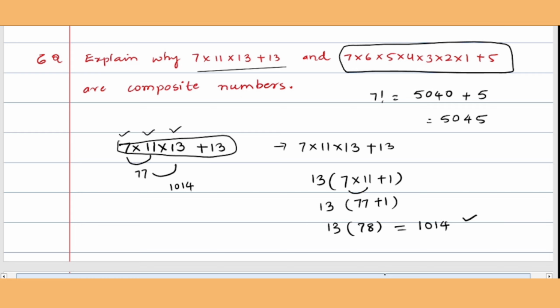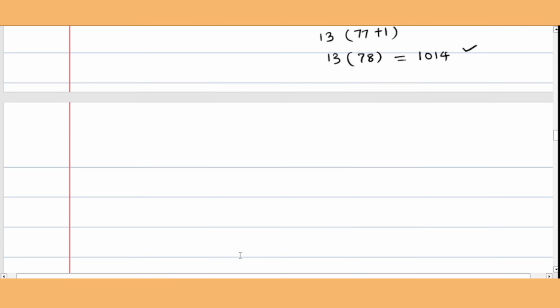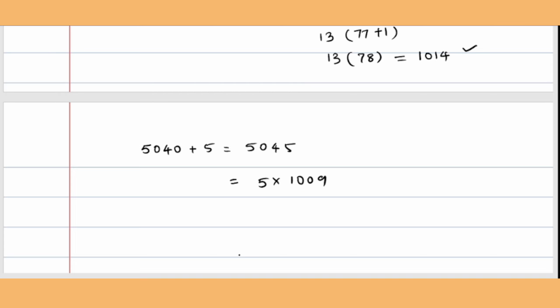Again, let's ask, is 5045 a composite number? Let's try factoring. Can we factor out 5? Let's check. 5040 plus 5 is nothing but 5045, which is nothing but 5 multiplied by 1009. 5045 has more than 2 factors. So 5045 is also a composite number.